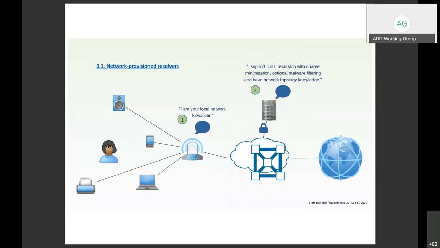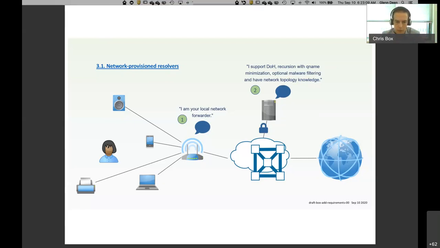All right, so within section three, there are various subsections. So here's the first one. This is network provisioned resolvers. Here we have an end user in a home, and this is the resolver that is given out via DHCP. This resolver implements functions that are not surprising to anyone, so they are acting as the local resolver for that local network.